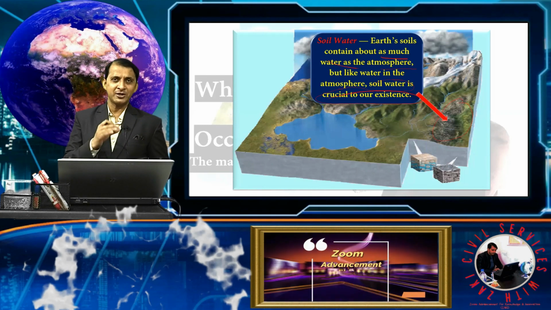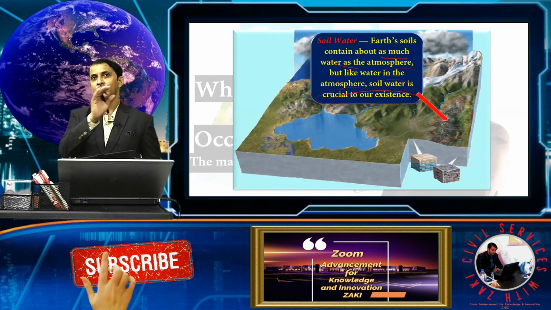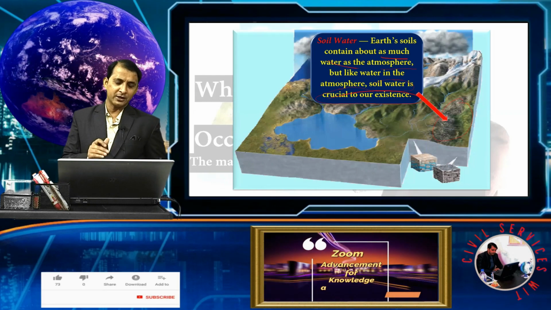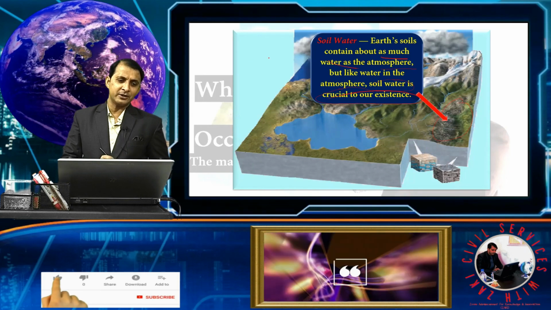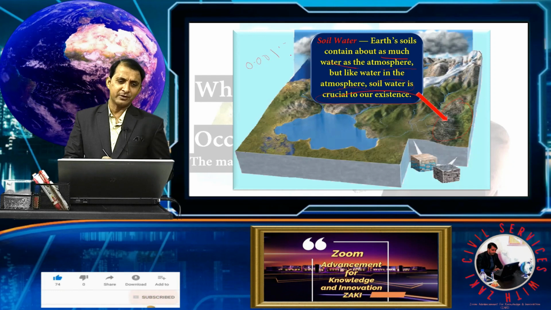If moisture is not present in the soil, you can't grow food. So it is very crucial for humanity, but it contains only a very little amount, 0.001%.